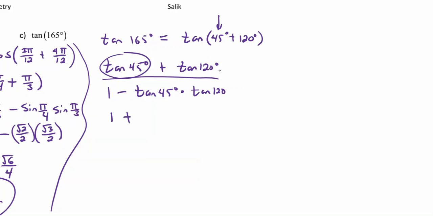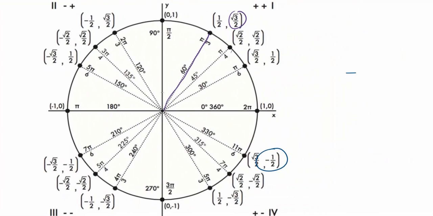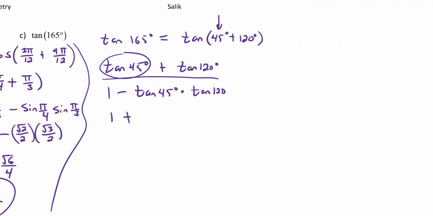tan at 120 degrees. So just to get a reference here, at 120 degrees, this will end up being root 3 over 2 divided by negative a half. That would end up being negative root 3, if you divided those. So negative root 3.